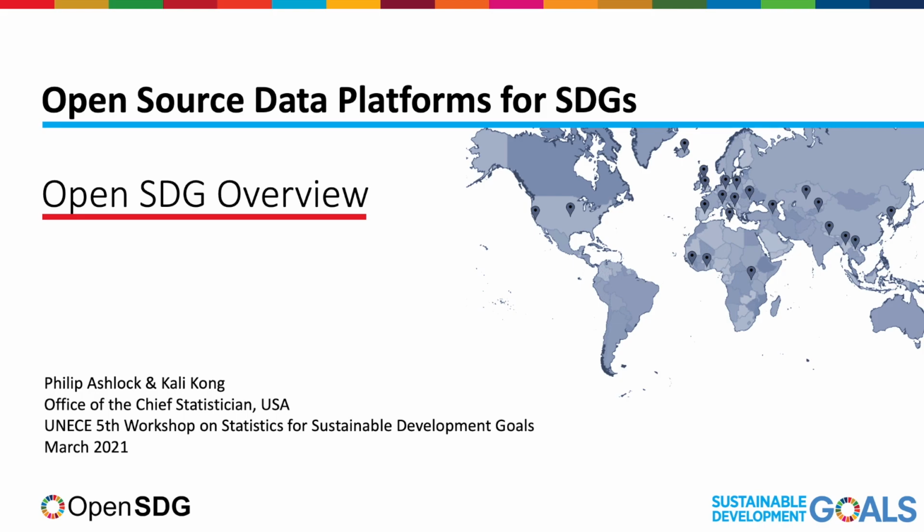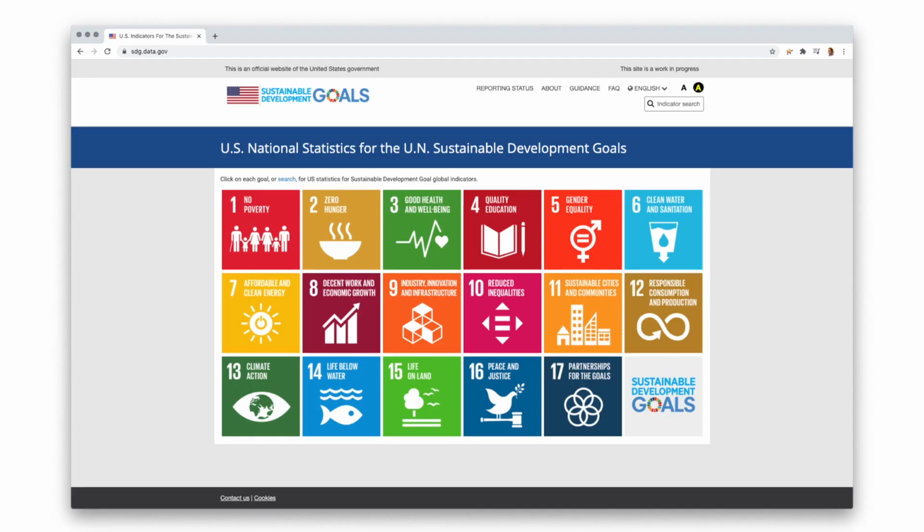I'm Phil Ashlock and I'm supporting Callie Kong and the Office of the Chief Statistician for the US government. So I'm going to start off by talking about the US National Reporting Platform and some of its history and how it came to evolve into the Open SDG project.